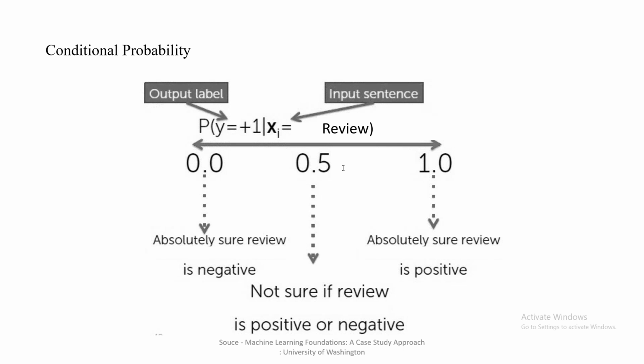What if the probability lies between 0 and 0.5? Yes, Anushka, you are absolutely correct. If the probability of that review lies between 0.0 and 0.5, then I will predict that review to be negative. If its probability lies between 0.5 and 1, then I will predict that review to be positive. And if a review has a probability exactly equal to 0.5, then I can classify it as a neutral review.